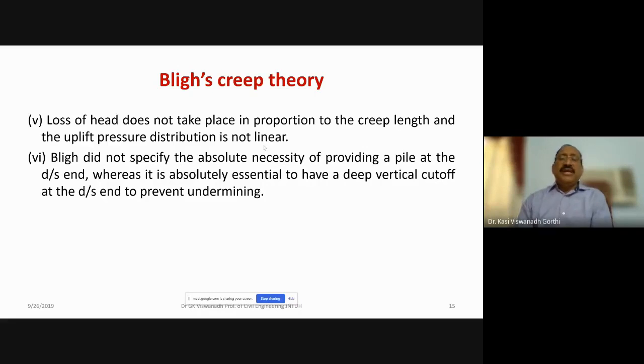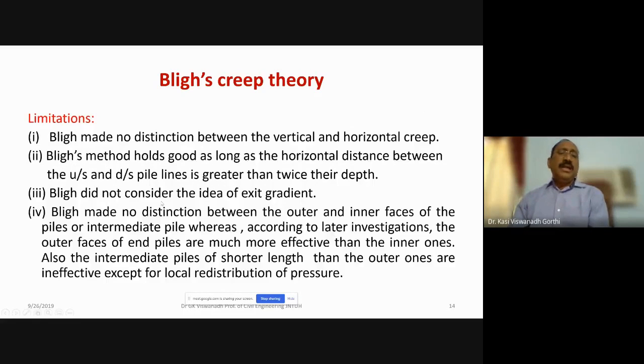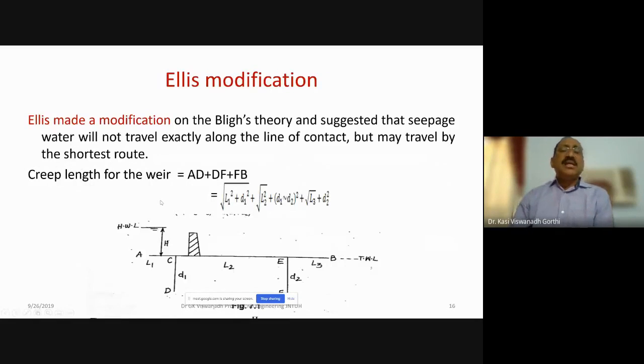Bligh did not specify the absolute necessity of providing a pile at the downstream end, whereas it is absolutely essential to have a deep vertical cutoff at the downstream end to prevent undermining. Though a pile has been provided by Bligh at the downstream end, he did not give a clear explanation. He did not specify why it is required or what length is required. This is another limitation. So we have seen about 6 limitations in Bligh's theory.